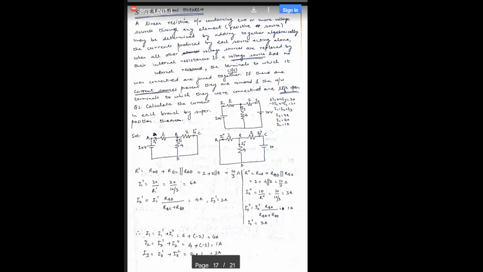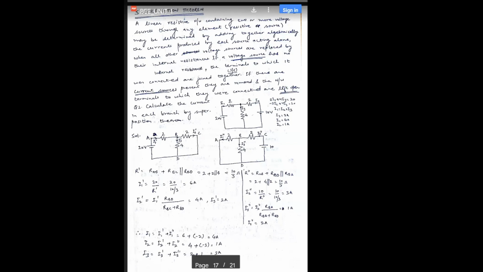When all the other voltage sources are replaced by their internal resistance, if any. If the voltage source has no internal resistance, then the terminals to which it was connected are joined together, or you can say it is short circuited. If there are current sources, the terminals to which they are connected are left open.